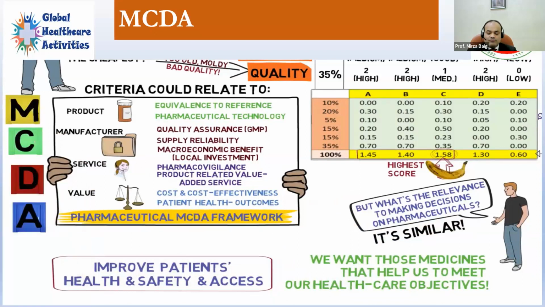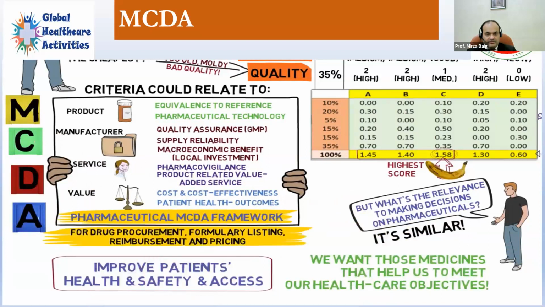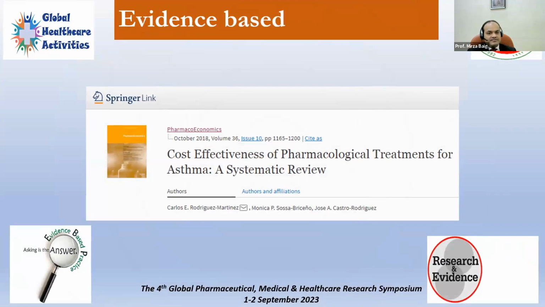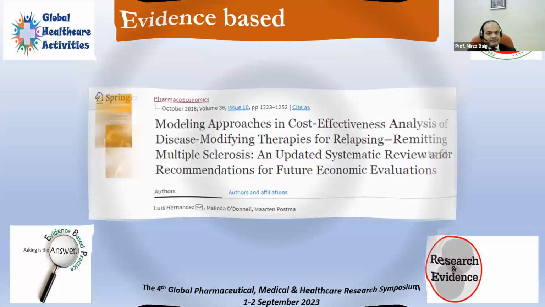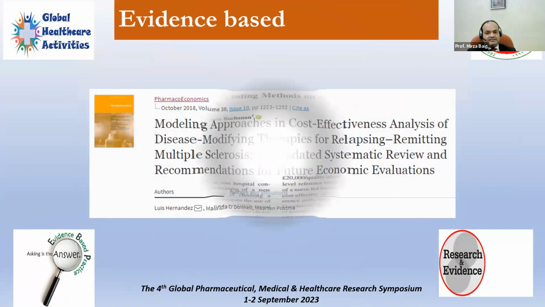So this is one of the best analyses we can implement in drug procurement, formulary listing, reimbursement, and pricing. We have other publications too, like the many systematic reviews nowadays about cost effectiveness analysis in the treatment of asthma and the treatment of multiple sclerosis. These are some of the best evidence we can use in taking decisions.